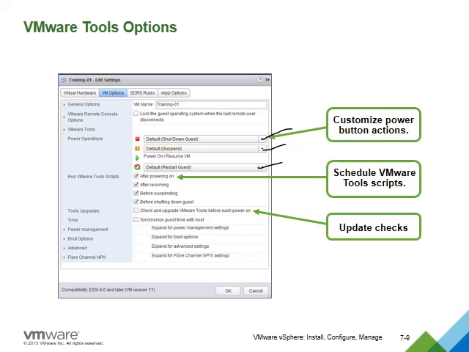VMware Tools scripts: if you have any scripts you want to run with VMware Tools, this is where we can select when to run them. If you want to check and upgrade VMware Tools, you can have it do that. You can have the clock on the guest operating system sync with the ESXi host if you want to.